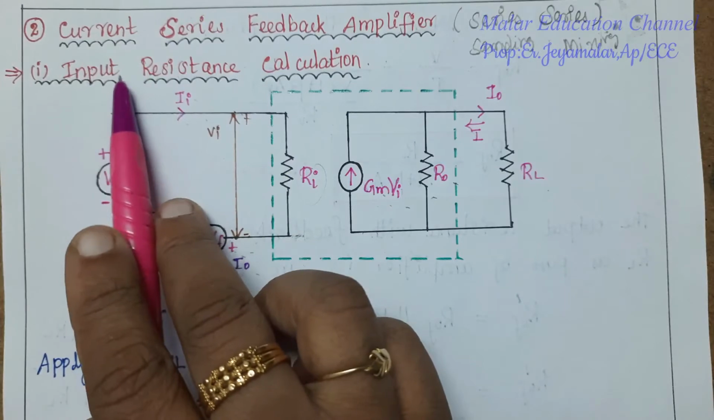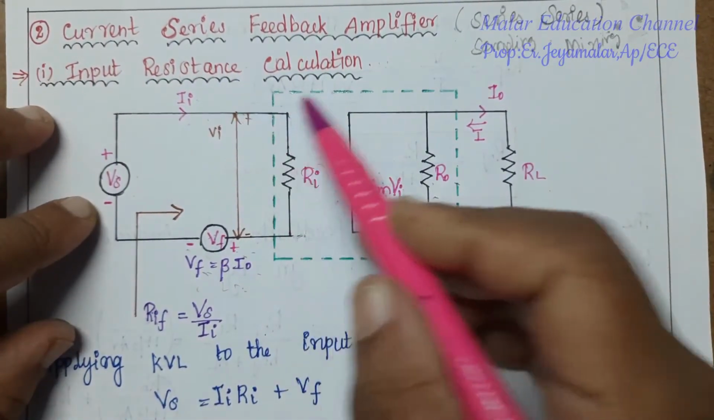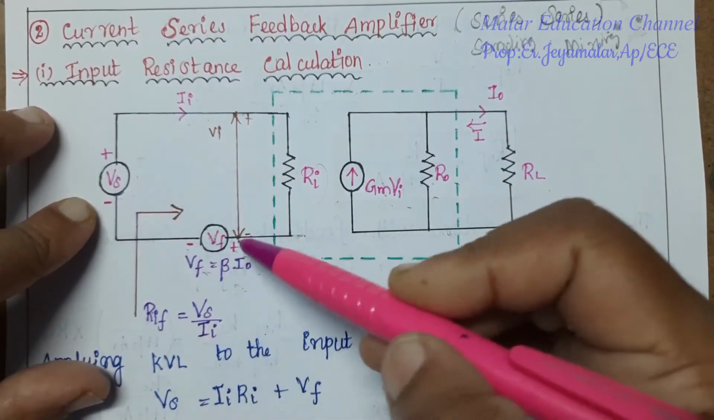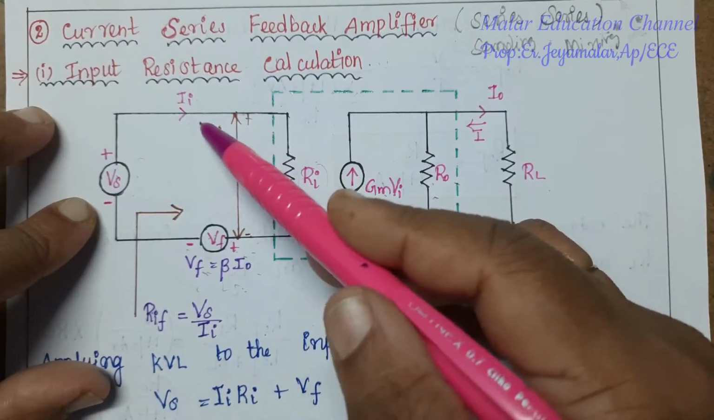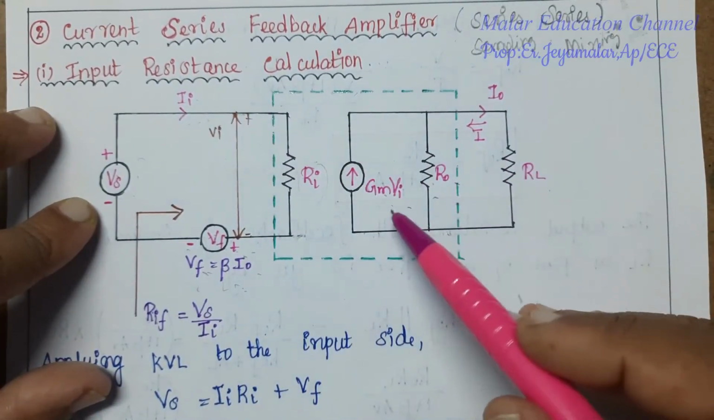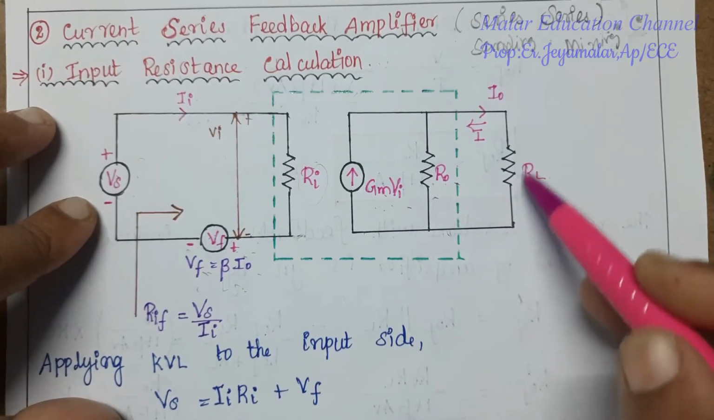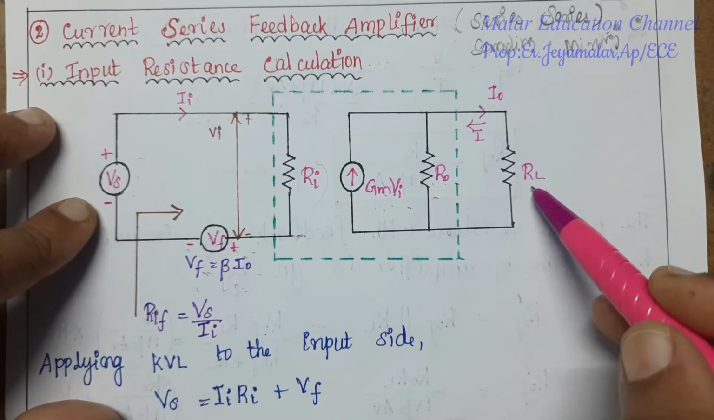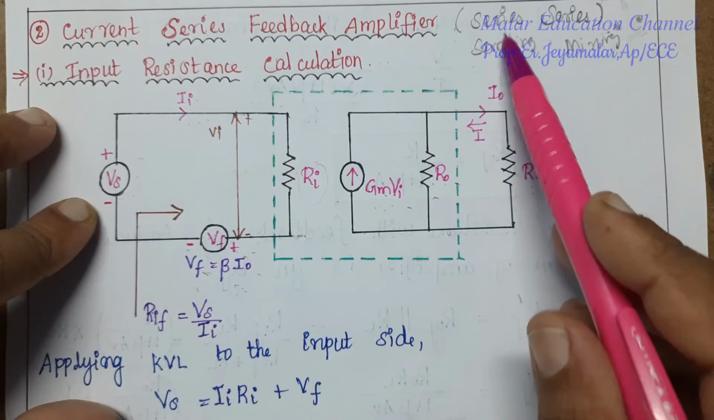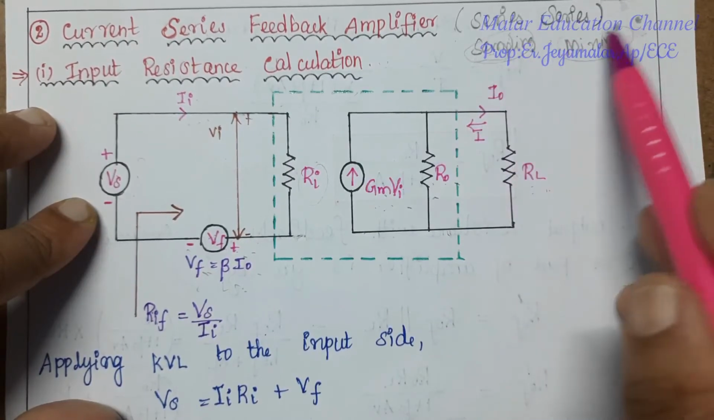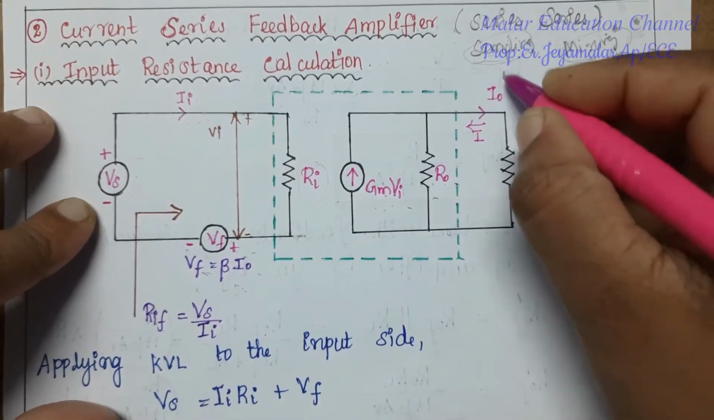The second type of feedback is the current series feedback amplifier. This is the equivalent circuit diagram for input resistance calculation. Here Vs and feedback voltage Vf along with the input resistor, and Ia is the input current. For the output section, there is Gm into Vi, R0 and RL, the load resistor. Current series feedback amplifier means series and series: first one is sampling, second one is mixing. Mixing is for the input section, and sampling is for the output section.